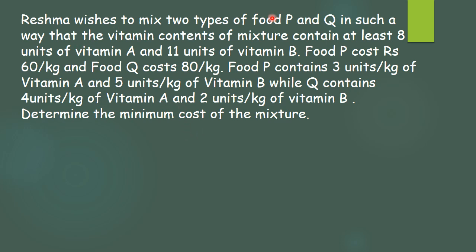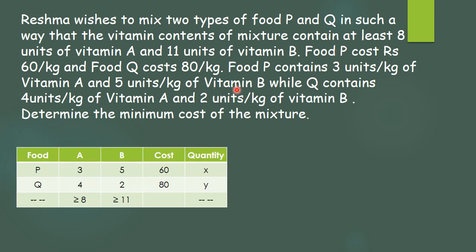Otherwise every time we have to read whatever the information is given, so try to write in the tabular form. We will make a table of what this information gives. There are two types of food, P and Q, so we have made this as P and Q. Every food contains two types of vitamin, that is A and B, and another is given, its cost.